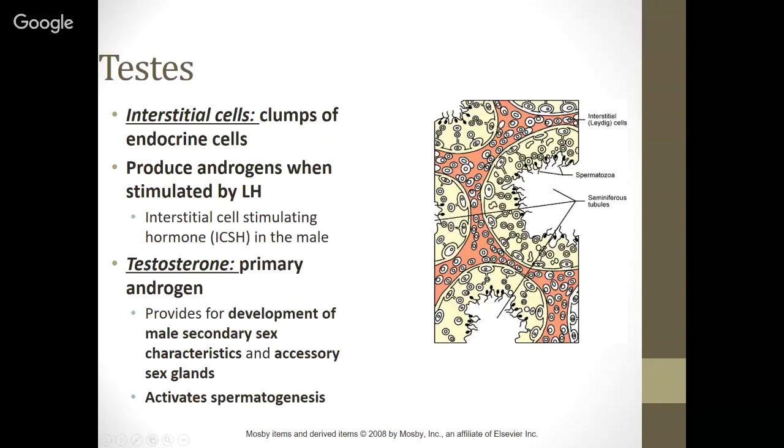So here we have the cells in the seminiferous tubules. We've got the spermatozoa that are growing, and in between the seminiferous tubules, which all then will join together into the epididymis and into the vas deferens, are these interstitial or Leydig cells. And this is where the androgens are produced.